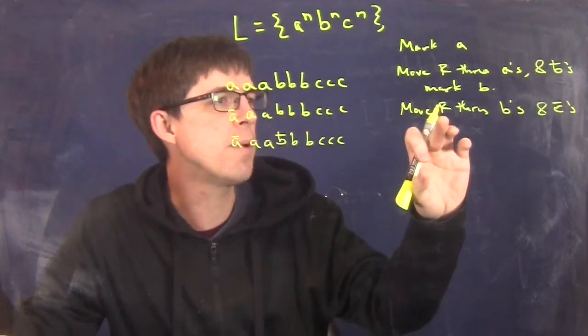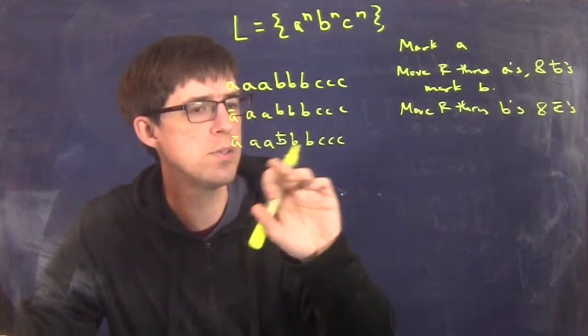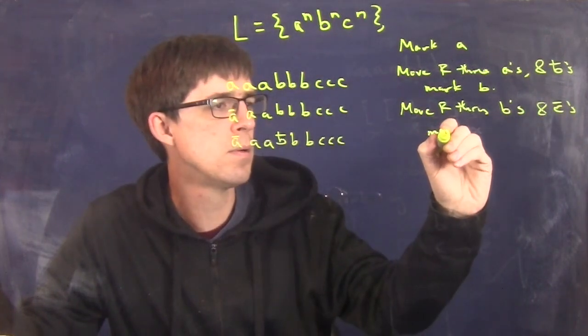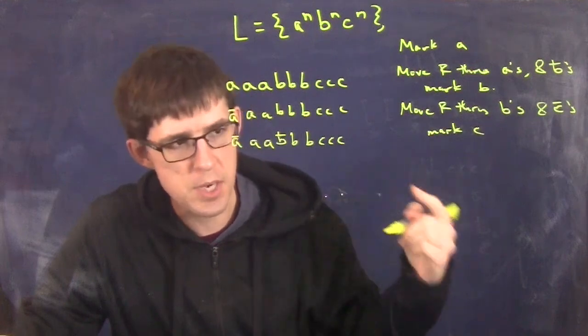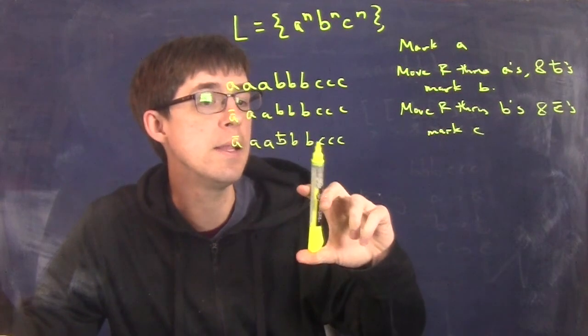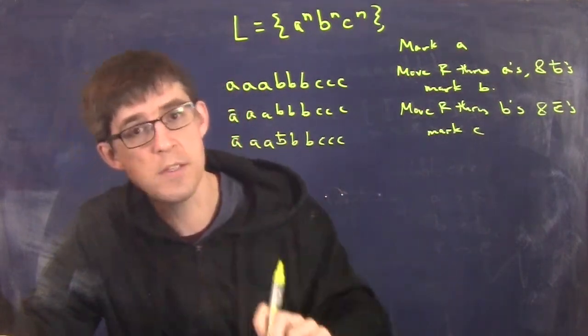And mark a B. All right, anyway, this one, move to the right through any B's and C bars, and then you're going to mark a C. By mark, of course, I mean change it into a C bar. All right? And then once you've marked a C, you can go all the way back to the beginning.